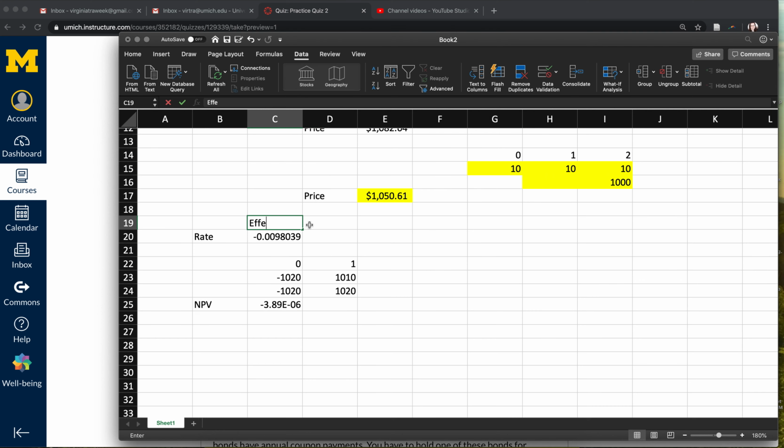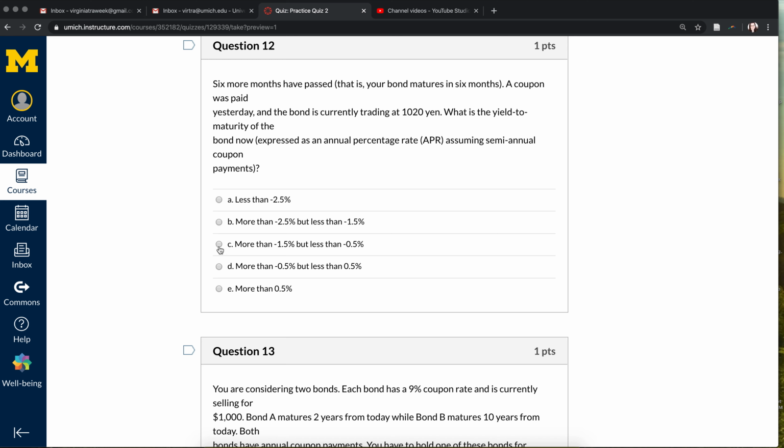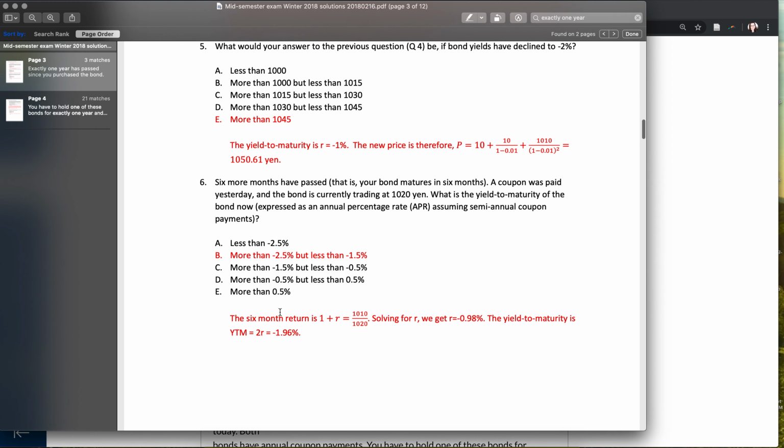So this is the effective semi-annual rate. To get the yield to maturity, I'm going to do that times 2. To get the annual rate, I'm going to do 1 plus that to the power of 2 minus 1. It didn't ask for both of those, but I went ahead and gave them to you. So this should be minus 1.96, which is between these two. And let's just make sure minus 1.96 is the yield to maturity.